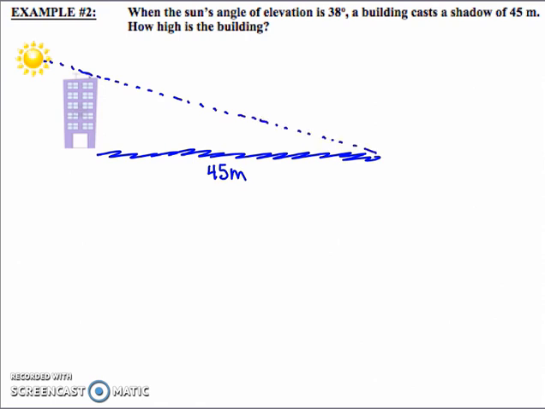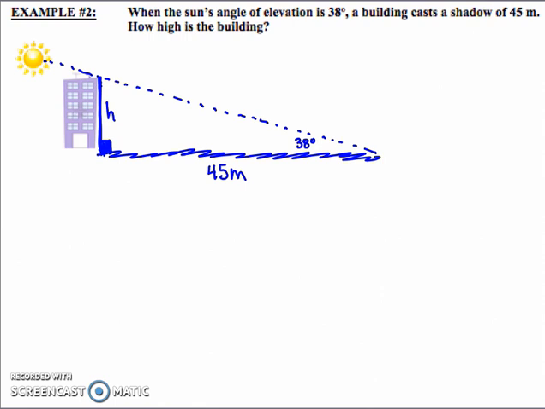So we have a shadow here from our building that is 45 meters. Okay, and we know that the sun's angle of elevation is 38 degrees. So we know that this angle right here is 38 degrees. Our job is to find the height of the building. So right here, our job is to solve for h. But we know that this is a right triangle, right? Because the building and the ground where the shadow is are going to create a right angle.